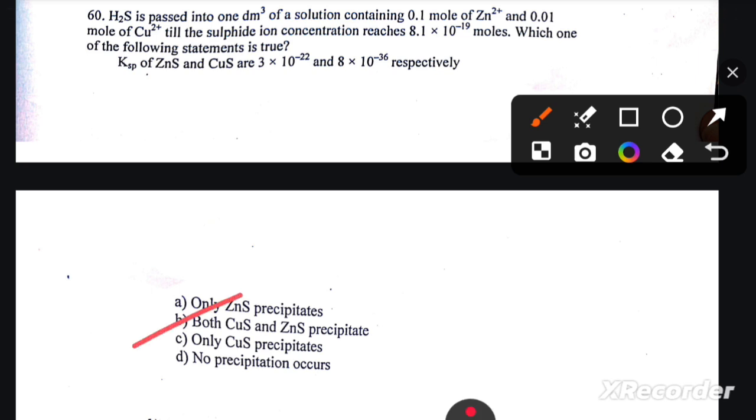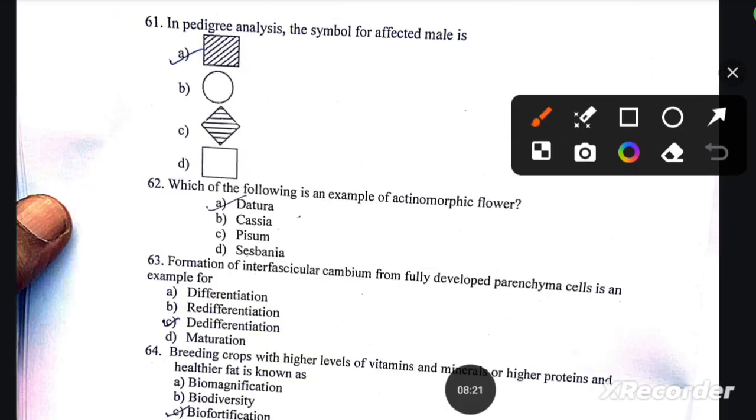Both CuS and ZnS precipitate. In pedigree analysis, the symbol for affected male is? Correct answer is option A. Which one of the following is an example of actinomorphic flower? Datura. Next question, formation of interfascicular cambium from fully developed parenchyma cell is an example for?